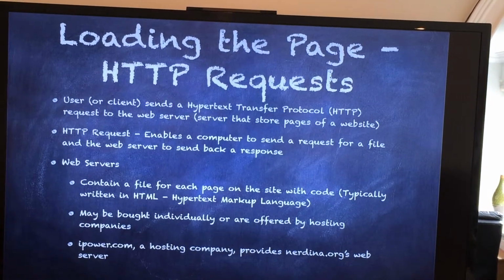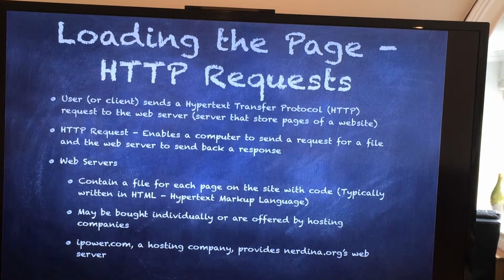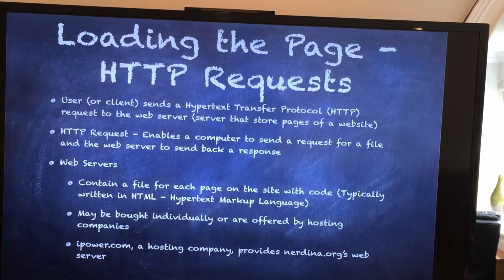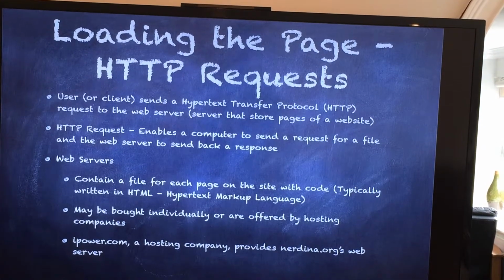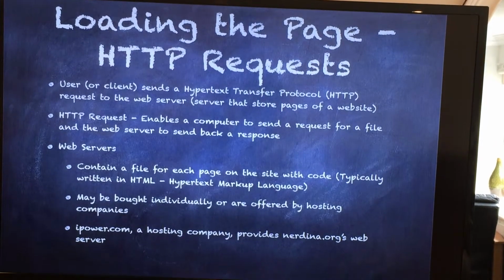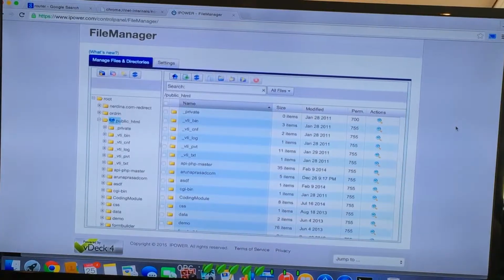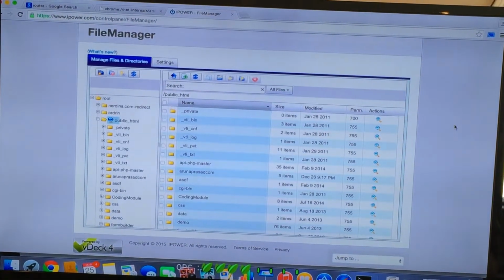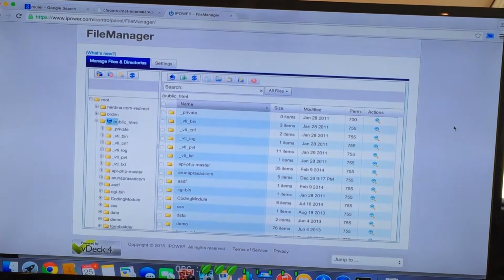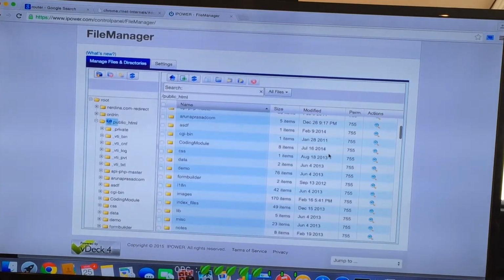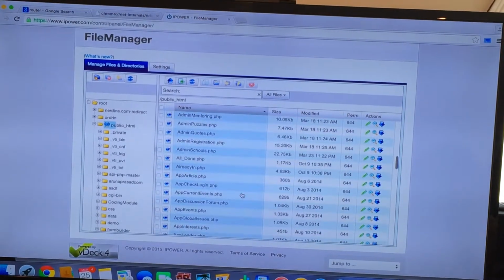Web servers can be bought individually or are offered by hosting companies. iPower.com hosts Nerdina.org's pages. So in this case, the user, after they send the HTTP request, will reach iPower.com's web server. This right here is Nerdina.org's web server, hosted by iPower. Here, you can see each and every page that is part of Nerdina's website is stored.